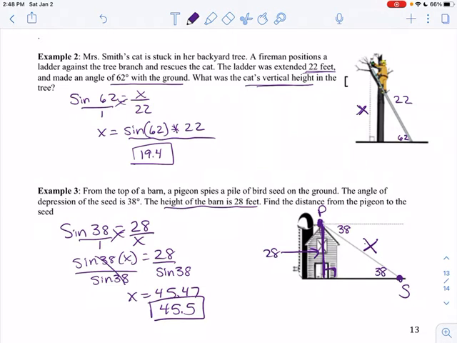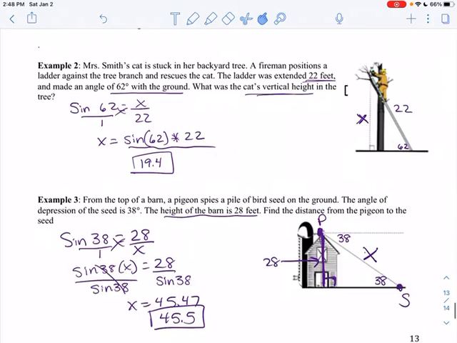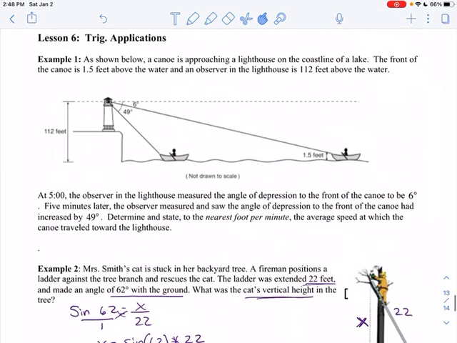All right, and then we're going to go back to the first one, which was the one that's a little bit trickier. And unfortunately, I didn't leave us a lot of room right here. But as shown below, a canoe is approaching a lighthouse on the coastline of a lake.